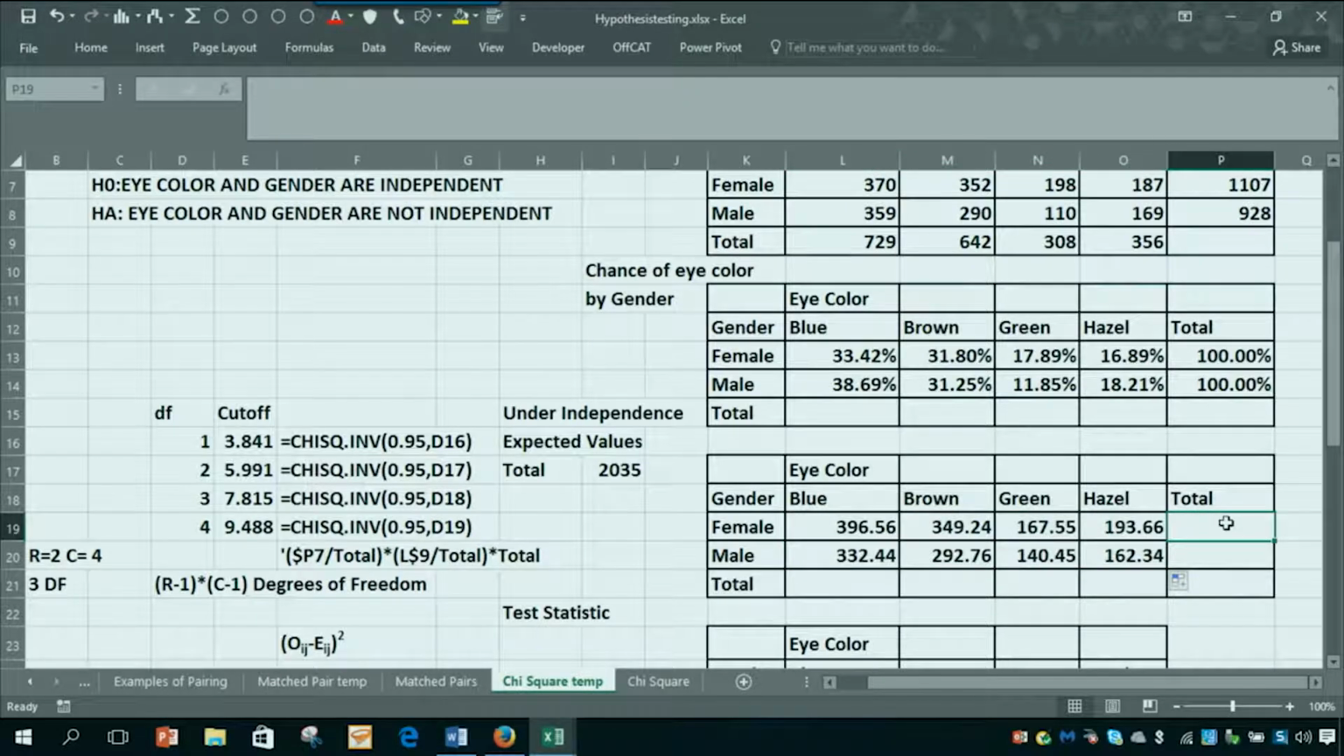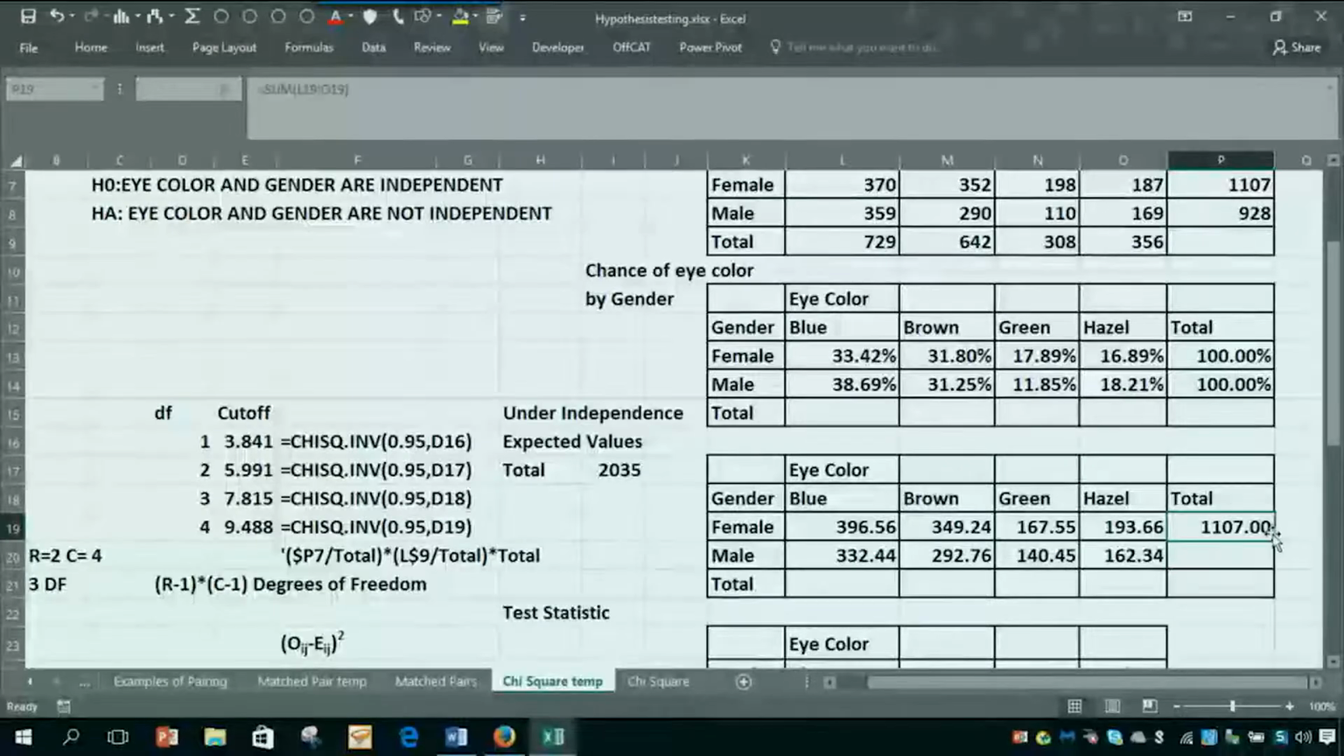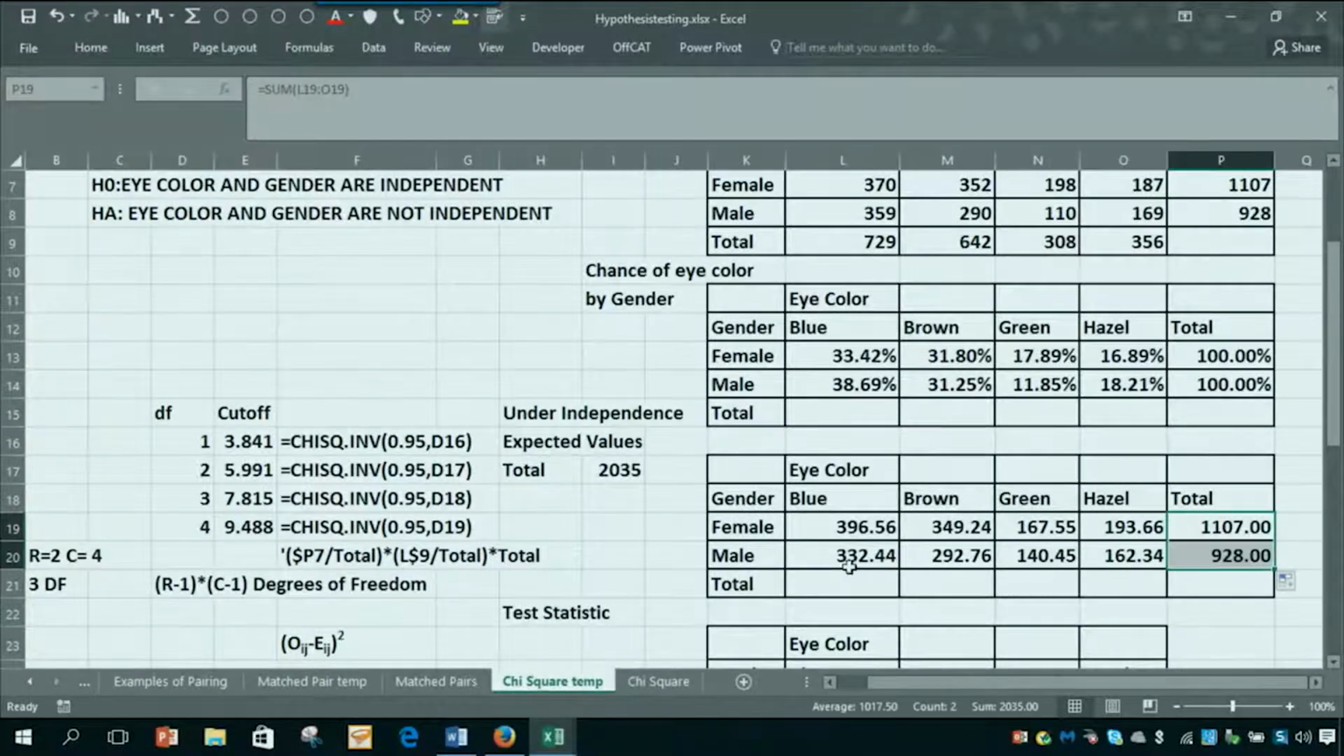And then these totals should match the observed totals if we've done this right. So we get 1107, that's good. And I copy that down, I get 928. So again, these are the expected number of, for instance, females with blue eyes, males with brown eyes, you'd expect if gender did not affect eye color because we multiplied these fractions here.